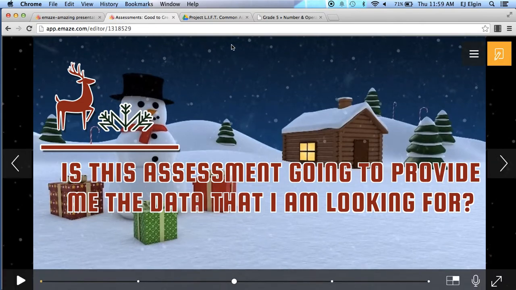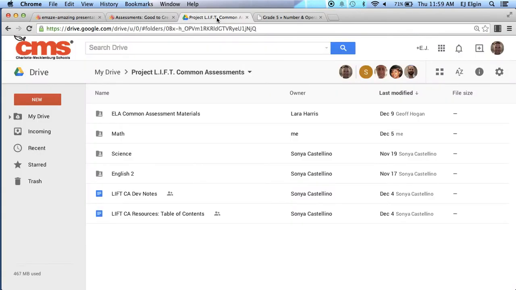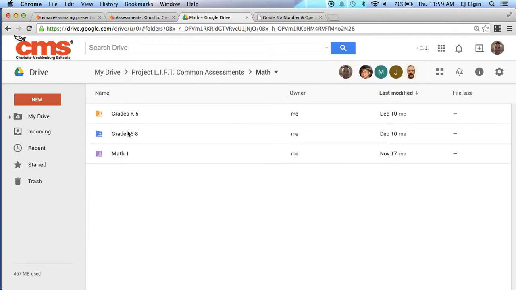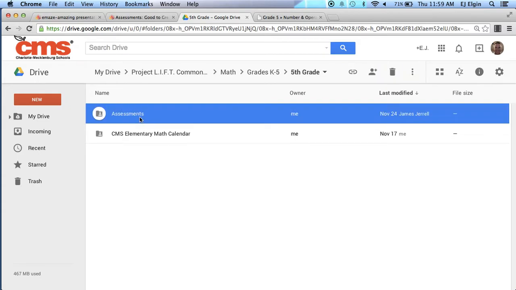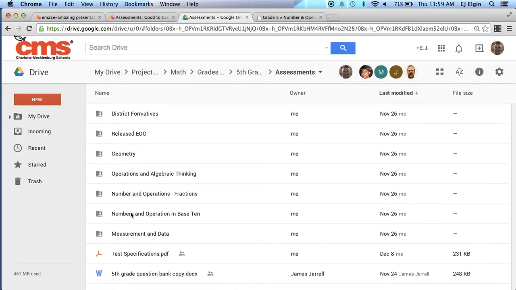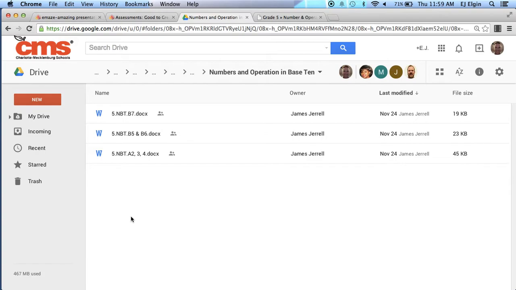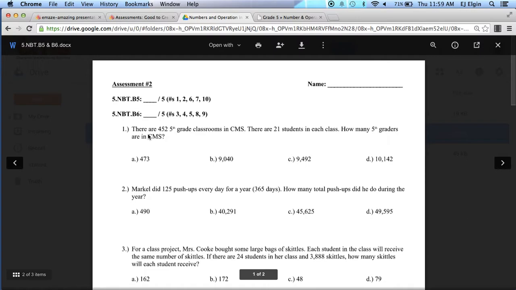Just as a brief overview to the group, I'm going to show you first where you can pull some assessments. I believe we've shared with you the Project Lift Common Assessment folders, and if I come into math, you have it broken down by grade levels. I'm going to pull up an assessment that we're going to look at here. So I'm going to go into 5th grade, and we're going to go into assessments. Let's take something out of base 10, because if my memory serves me correctly, that's what we're going to be looking at in January. And let's pull this middle one.